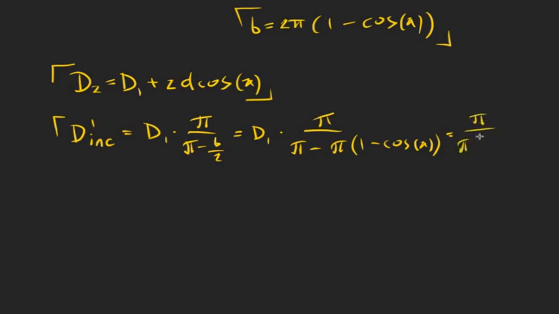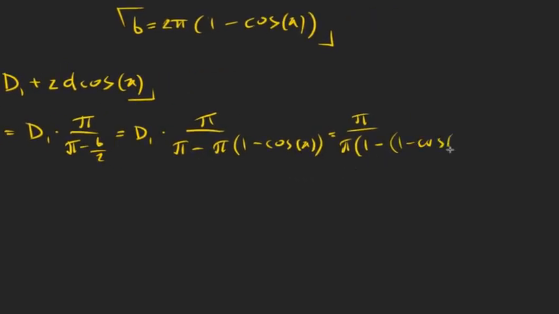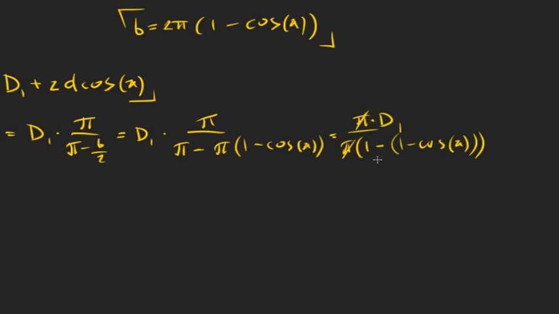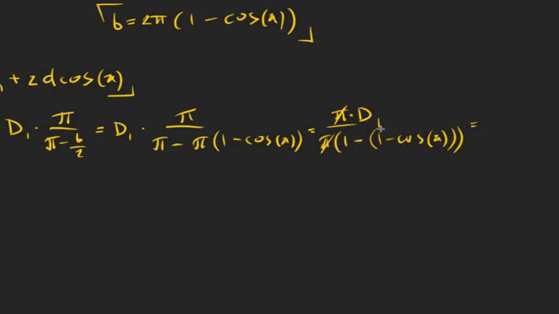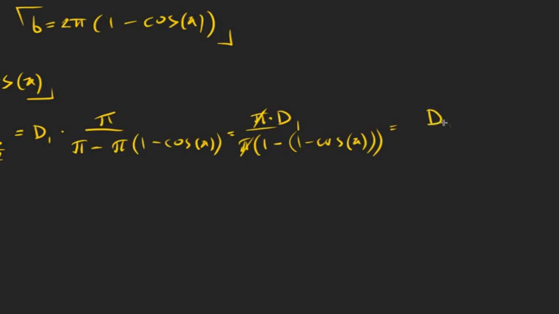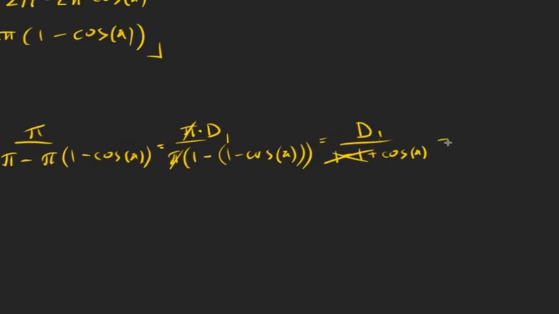Pi, 1 minus all of this business minus cosine of a. Okay, one more cancel, and we forget D again, D1 in the numerator, and we are left with D1 over 1 minus 1 plus cosine of a. Oh, let's see, this cancels out, and we are left with D1 over cosine of a, which is much simpler.